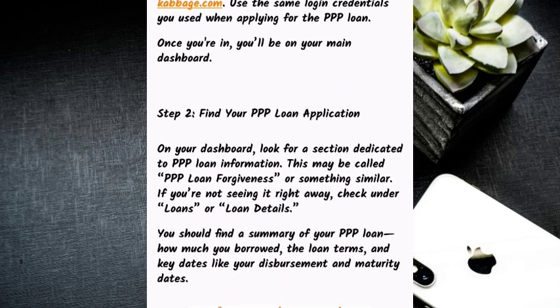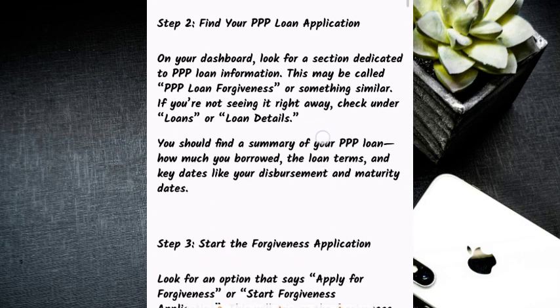Step 2, find your PPP loan application. On your dashboard, you want to look for a section dedicated to PPP loan information. This may be called PPP loan forgiveness or something similar. If you're not seeing it right away, check under loans or loan details. You should find a summary of your PPP loan: how much you borrowed, the loan terms, and key dates like your disbursement and maturity date.